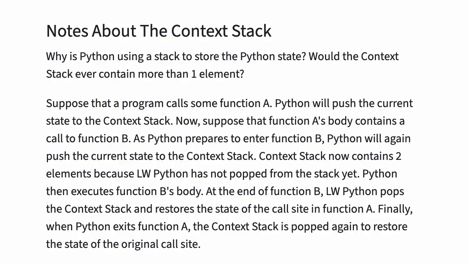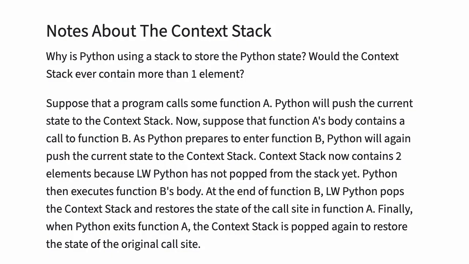Why is Python using a stack to store the Python state? Would the context stack ever contain more than one element? Suppose that a program calls some function A. Python will push the current state to the context stack. Now suppose that function A's body contains a call to function B. As Python prepares to enter function B, Python will again push the current state to the context stack. Context stack now contains 2 elements because LWPython has not popped from the stack yet.